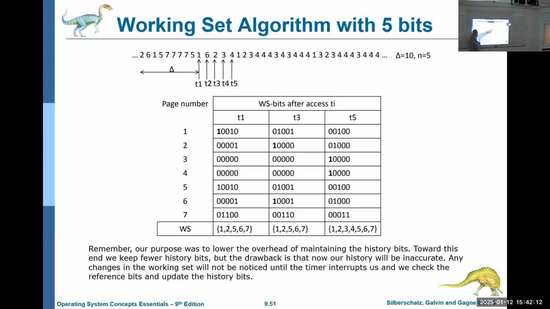Notice I wrote time 3 here. I didn't stop at every time like I did before. I skip, and I stop at time 3 now. But at time 3, I need to look at what has happened since the last time I stopped, which was at time 1. What's happened since then is 6 and 2. So 6 and 2 will be lit up on the R bit. I'm copying the R bit that I took from the page into this working set bit. And then at time 5, I look back and I see 4 and 3. So here's 4, here's 3 and 4.